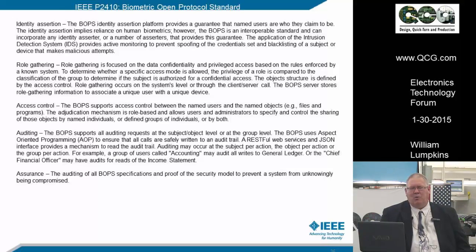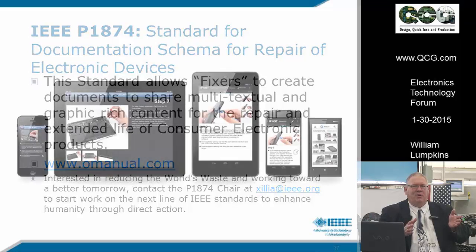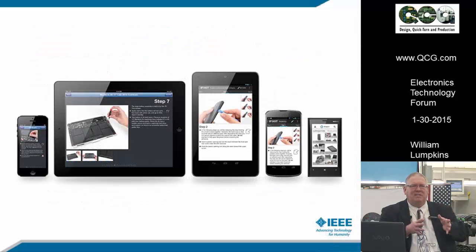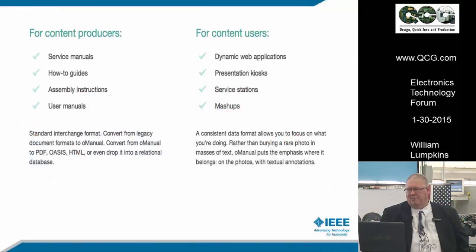This talks about that. And we're about out of time, but I want to talk briefly about 1874. This is a new standard for a schema for repair of electronic devices, and IEEE has come up with this. This is a way for documenting for your customers how to repair their own devices, and for consumers, how to repair their own devices. This makes it basically an XML format that's easily readable on tablets and PCs and iPhones and Android devices.